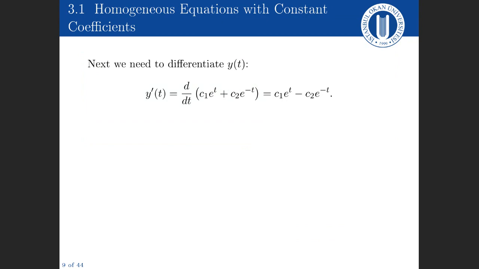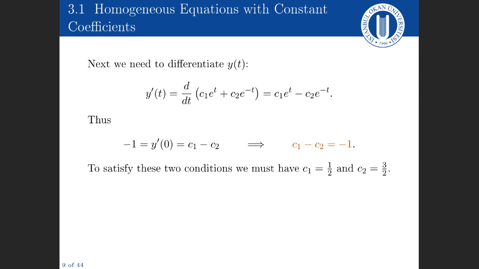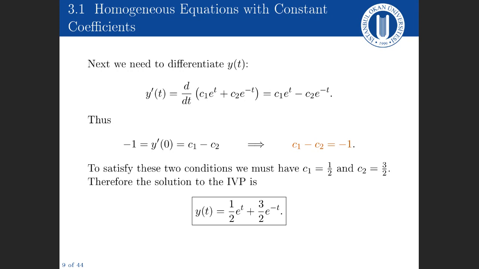The next thing we need to do is differentiate our solution. y prime is C1 e to the power t minus C2 e to the power minus t. And then we use the second initial condition to see that C1 minus C2 must be equal to minus 1. We have a system of 2 linear equations. You know how to solve these from your linear algebra course. In this case, we must have that C1 is a half and C2 is 3 over 2. So now we know the solution to the initial value problem.